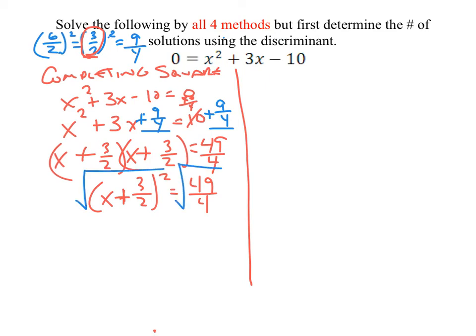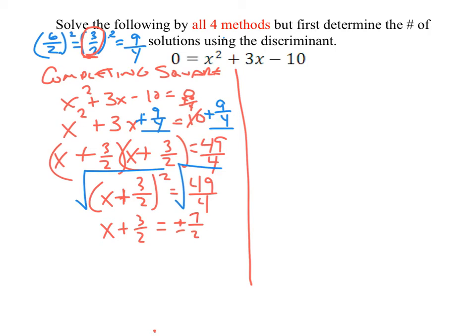So I'm going to get x plus 3 halves. Now the square root of 49/4, well, that's going to be, first of all, I'm taking a square root, so I've got plus or minus. And square root of 49, whoops, isn't 9. Square root of 49 is 7. And square root of 4 is 2.